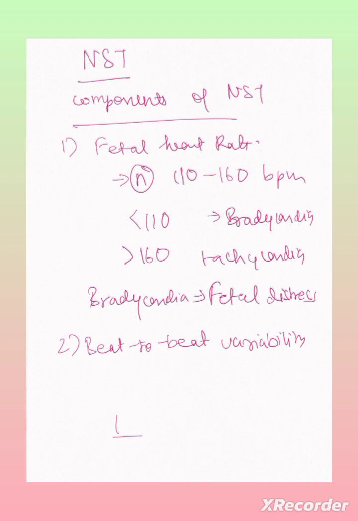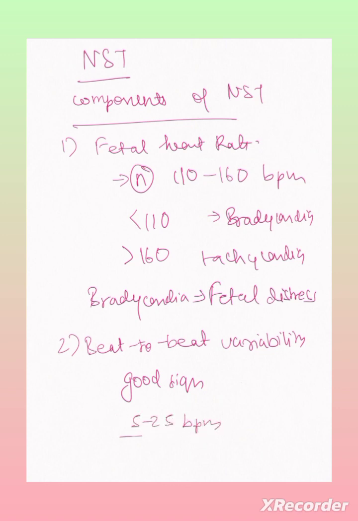And this varying can be seen even on the NST strip. This is known as beat to beat variability. So beat to beat variability means the fetal heart rate keeps on varying. It will remain within the normal range, but it will be varying. And this is a good sign. Fetal beat to beat variability is a good sign. If you are having beat to beat variability, that means you are dealing with a healthy fetus. The normal beat to beat variability is between 5 to 25 beats per minute.